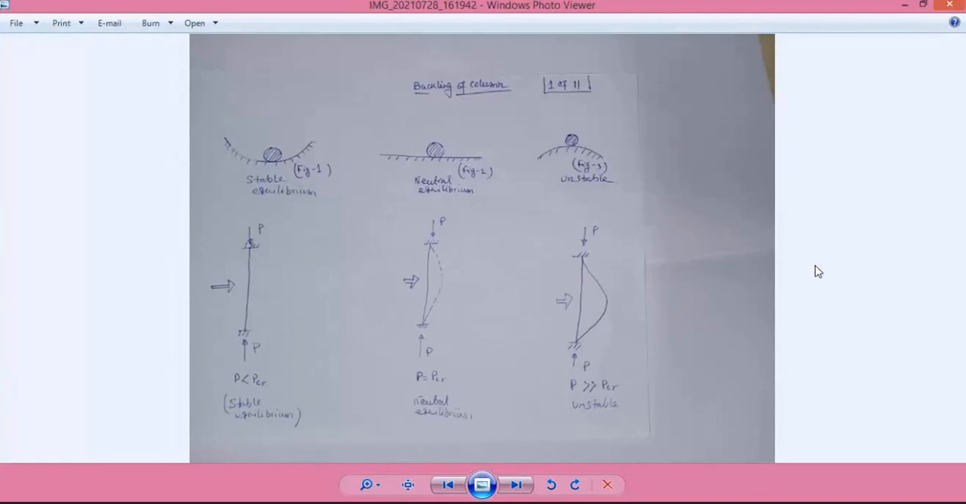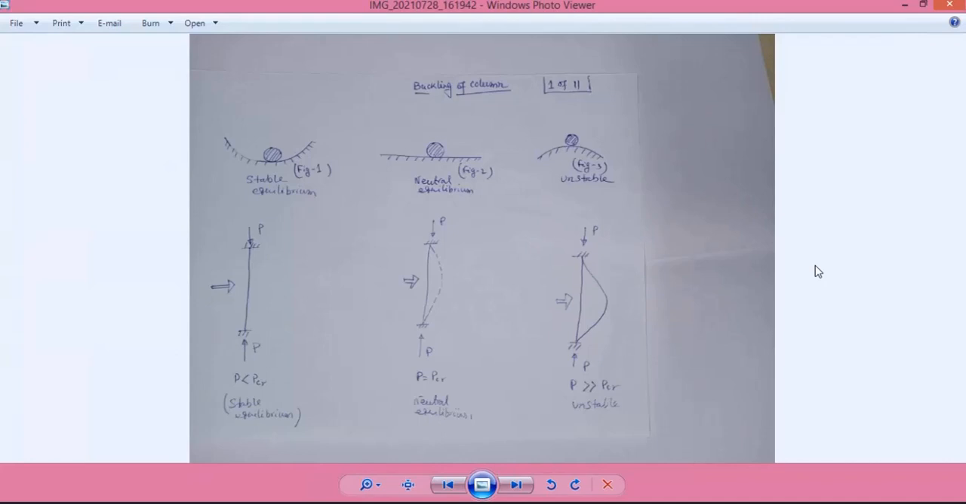And third is unstable equilibrium. That means if we put a horizontal force on this ball, the ball no longer remains on this surface. It is called unstable equilibrium. Unstable is another type of equilibrium.